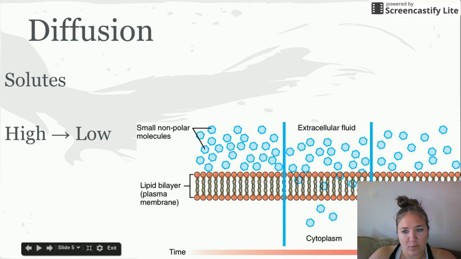into the cytoplasm of the cell until they reach an area of equilibrium where there's the same amount of molecules on each side. Once this occurs, molecules will still move back and forth, but it will be in equilibrium, so if one moves over, another one will move back, and both sides stay about the same.